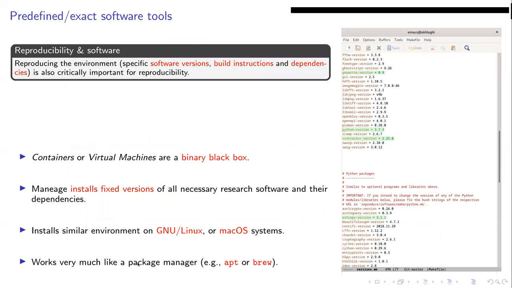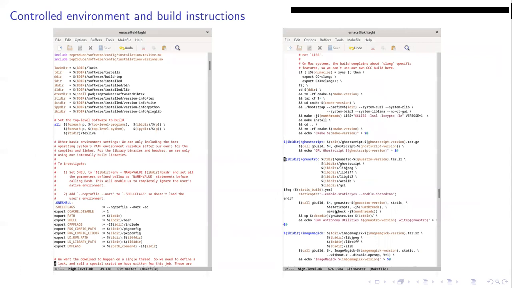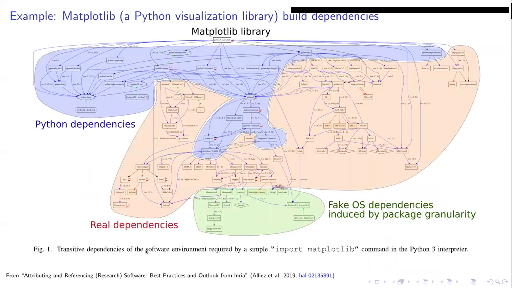In this aspect, it's very much like apt or brew, but it builds the software from source on your machine with the predefined configuration. So you can see exactly the configuration options that we built each software with, like ImageMagick, Ghostscript, GNU Astro, and many more. This is just a snapshot of the file. And we fully track the environment. The build environment of the software is also fully under control.